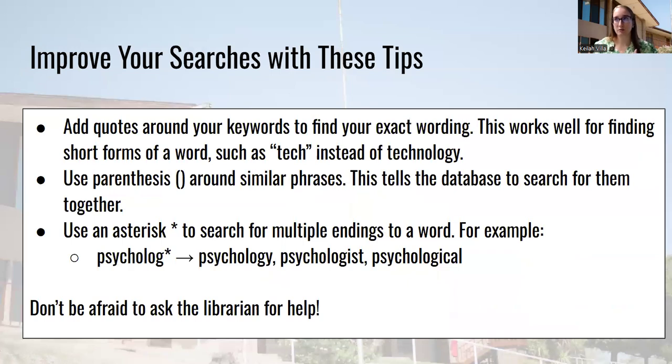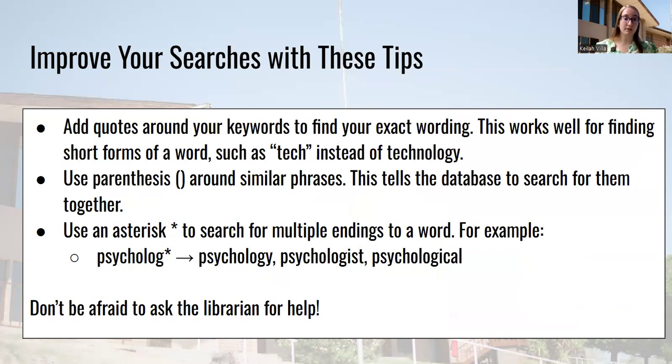Some other ways to improve your search before we jump in for some samples for the advanced research. You can add quotes around your keyword to help you find the exact wording. So this works really well for finding short forms of a word, such as I want to research tech instead of technology.